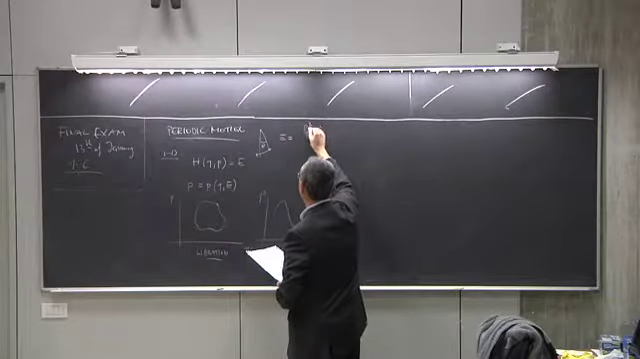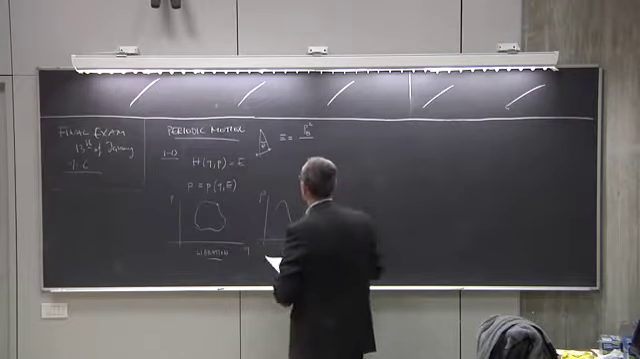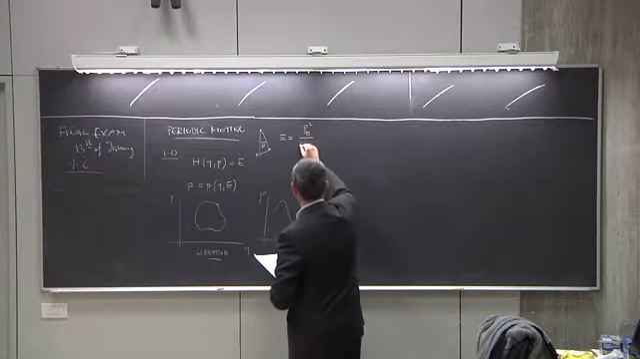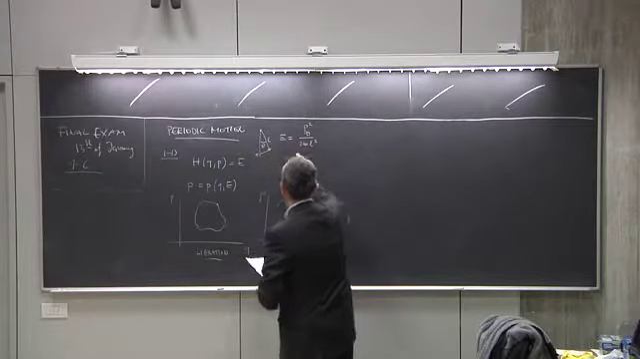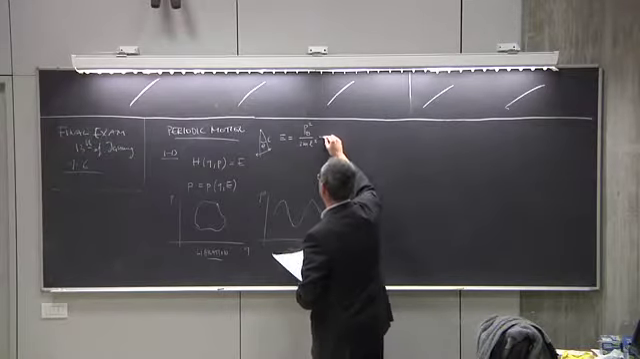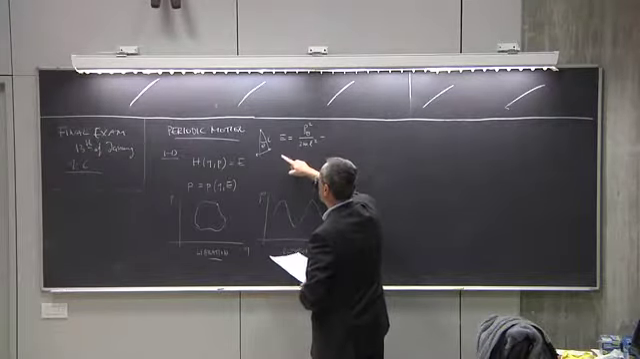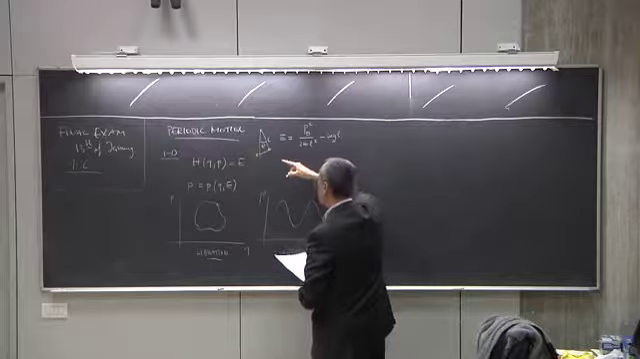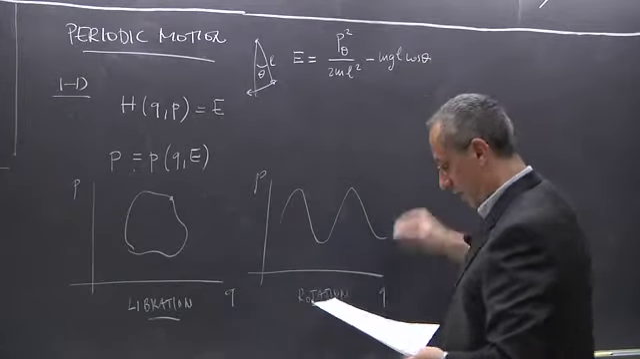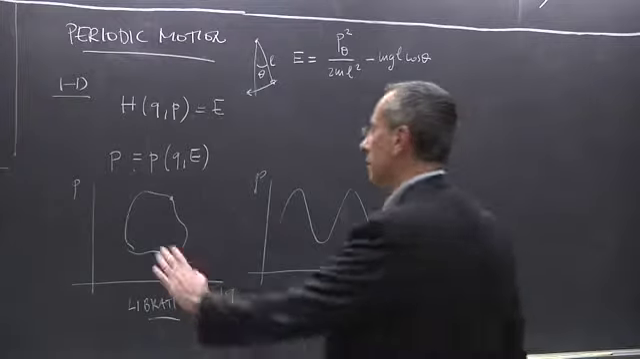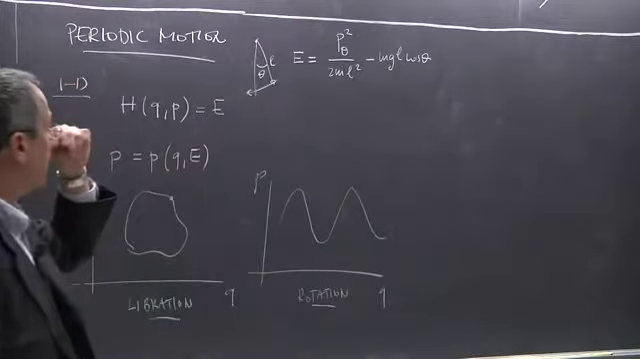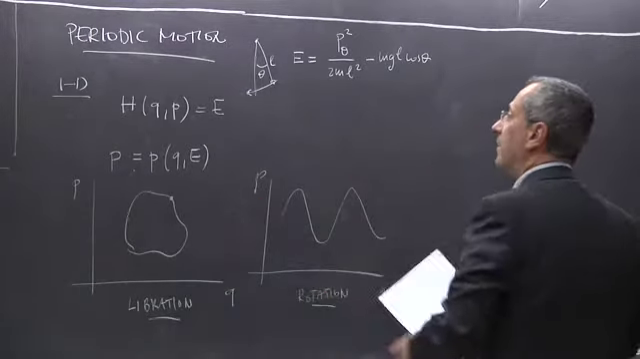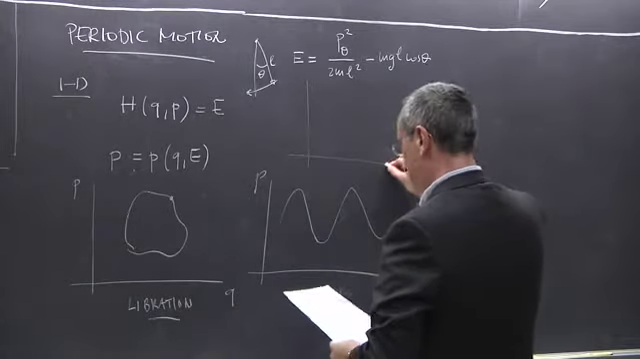It's going to be the square of the momentum conjugated to your generalized coordinate, divided by, if this is L, 2ml squared. And then minus, in this case, the potential energy, so just mgL times the cosine of theta, if you take this angle. So this is an example of a one-dimensional Hamiltonian. And I can draw the phase space of this system.